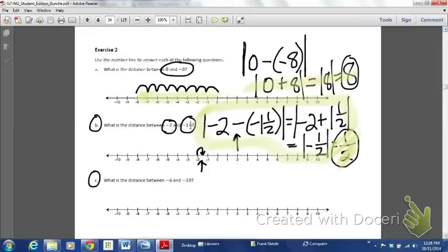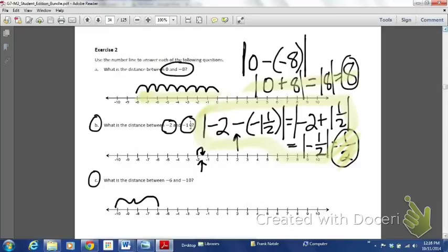Okay, we have, what is the distance between -6 and -10? Again, this is something that I'm sure many of you know already. Just by looking at it, you know it. But let's go ahead and do it. And here we go. We have -6, -10. Okay, we have that distance right there.